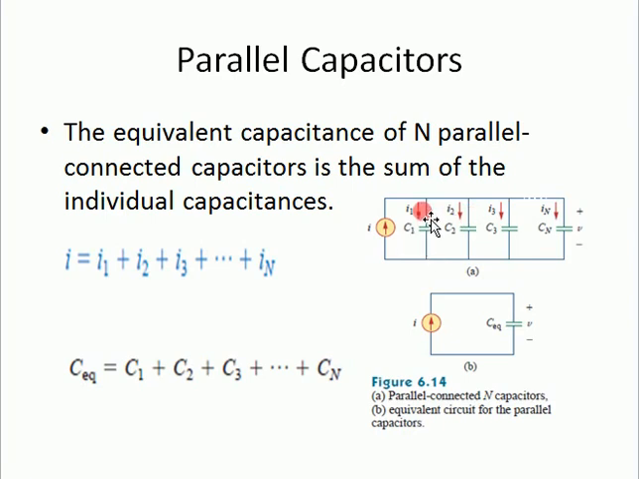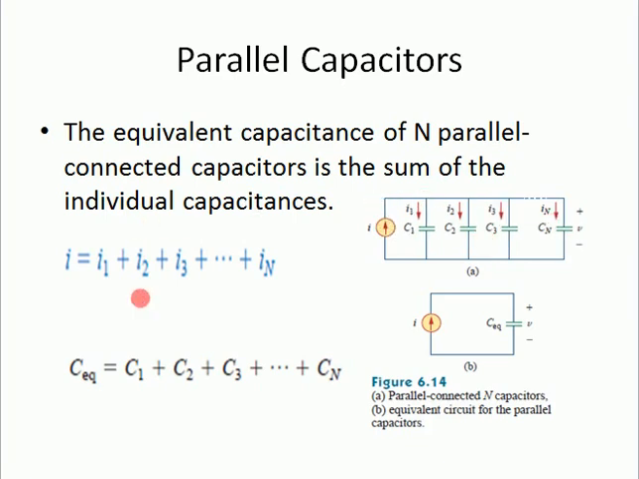C1 has the current I1, C2 has the current I2, C3 has the current I3, and Cn has the current In. But the voltage applied across them remains the same. In a parallel circuit, voltage remains the same. So V is equal to V1 is equal to V2 is equal to V3 is equal to Vn, and the current is divided in this circuit.